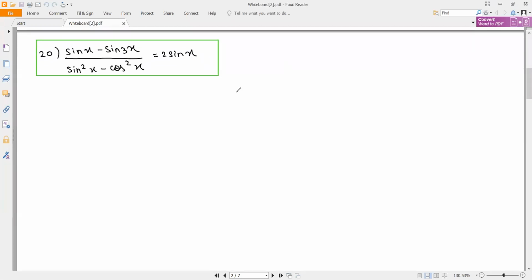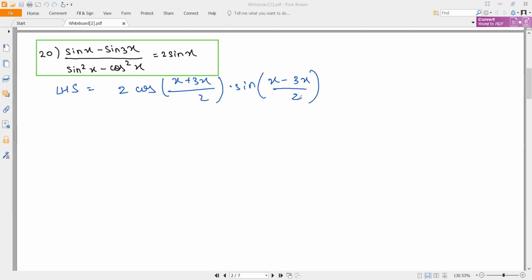Again, you have to apply similar formulas. Your LHS is sine A minus sine B, and the denominator is A square minus B square. So let's apply the formula in the numerator only: 2 times cos of A plus B upon 2 into sine of A minus B upon 2. Now the denominator is sine square minus cos square. This is A square minus B square. It can easily be split into A plus B into A minus B, or you can apply the double angle formula.